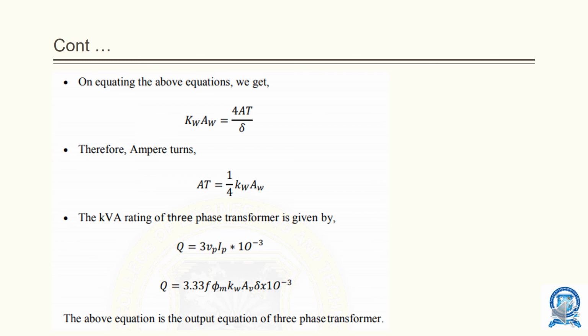So here in this equation, the KVA rating is expressed in terms of the main dimensions of transformer, the main dimensions KW AW. So we call this the output equation. So the output equation of single phase is 2.22 F phi m KW AW delta into 10 to the power minus 3, whereas the output equation for three phase transformer is Q is equal to 3.33 F phi m KW AW delta into 10 to the power minus 3. Thank you.